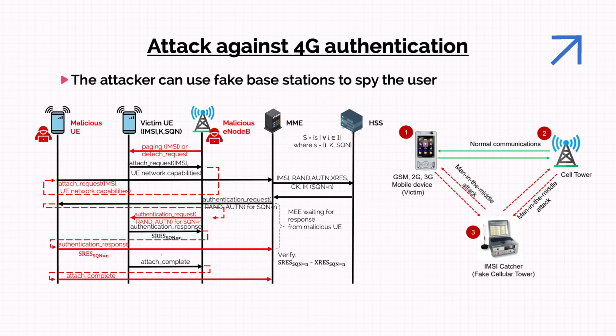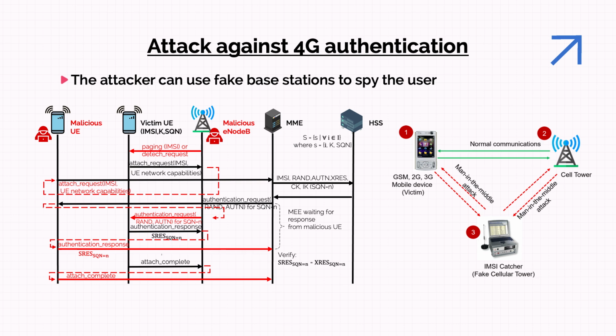But there is one thing: in 4G authentication, the attacker can fake the base station. You will see on the screen the communication between the victim UE and the MME and HSS, that authentication server, right? Someone tries to fake the base station, and on the very right side you can see the IMSI catcher, a fake cellular tower. It can broadcast a signal and get some IMSI information or token information between your SIM card and the cellular server.